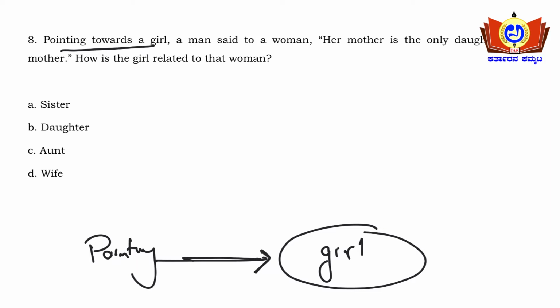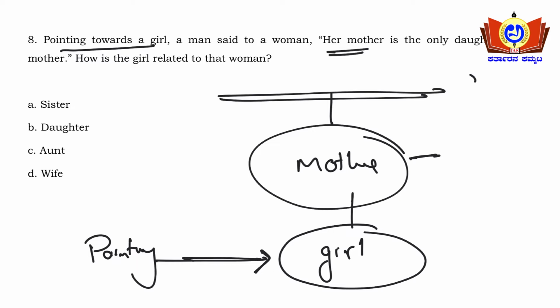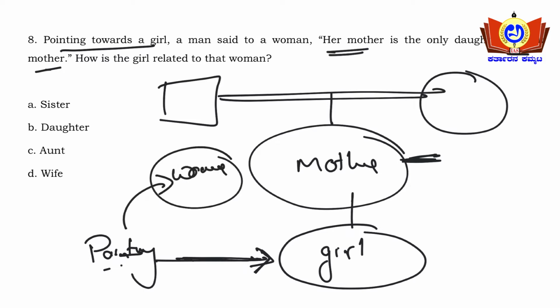to this girl, a man said to a woman, her mother. So this girl's mother is the only daughter. This mother is the only daughter of your mother here. Okay, this man is pointing to this girl and telling one more woman here that this girl's mother is the only daughter of your mother here.